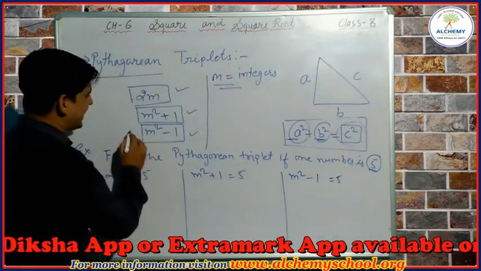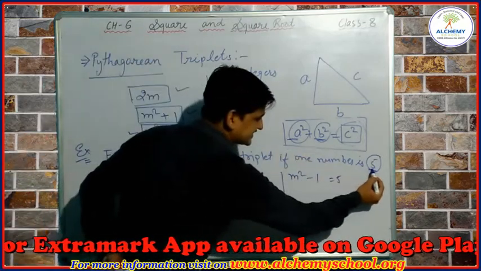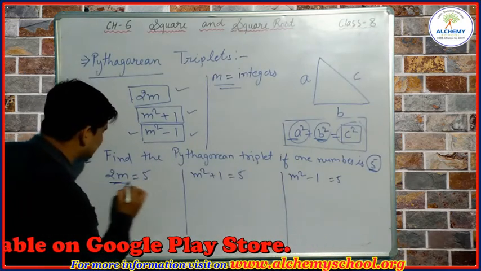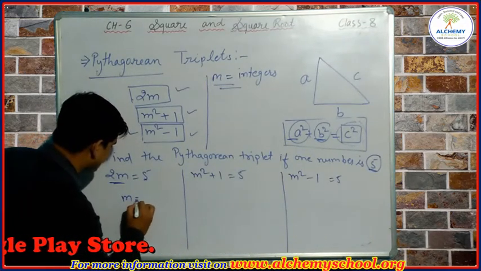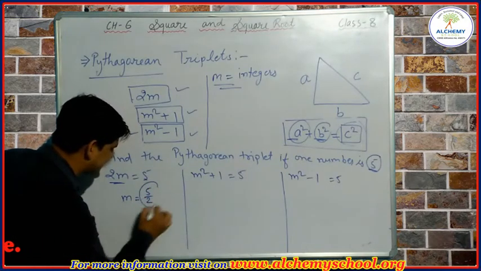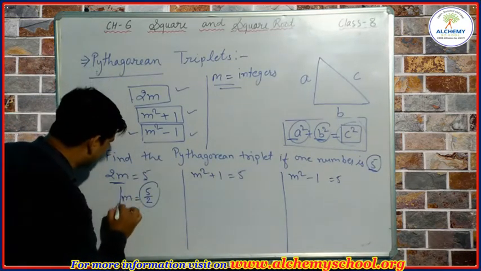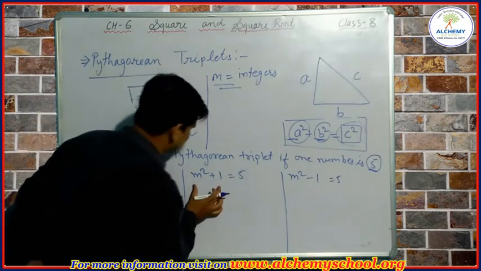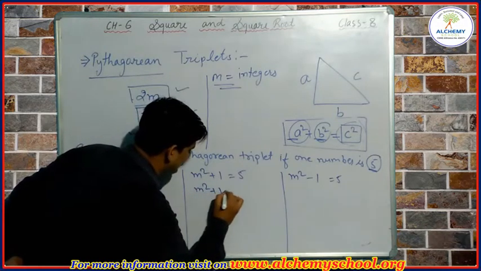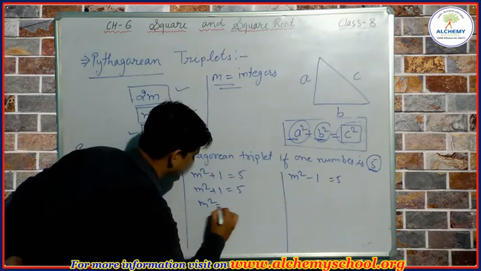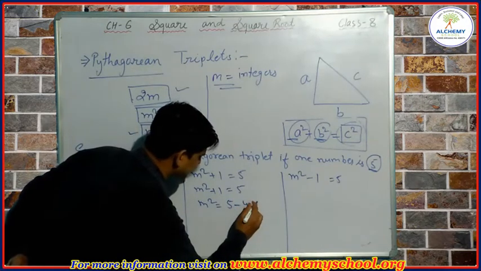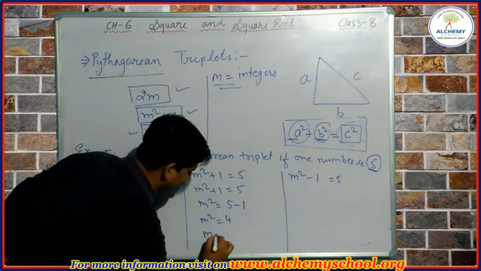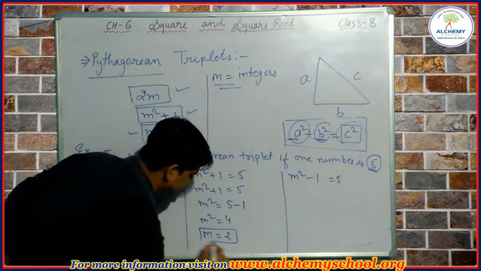Any one of these expressions will have the value 5, because it is given to us in the question. Let's take 2m equal to 5. Then m is equal to 5 upon 2, and that is not an integer. So the value of m is not possible in this case. When we take m square plus 1 equal to 5, m square is equal to 5 minus 1, so m square is equal to 4 and m is equal to 2. So this is possible.